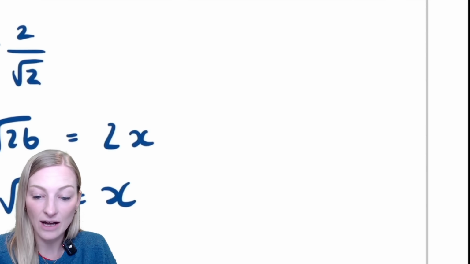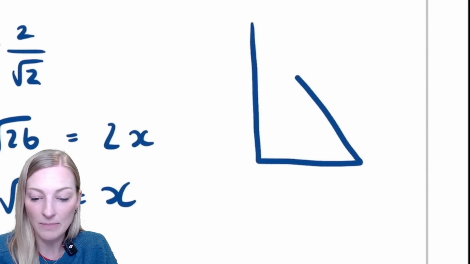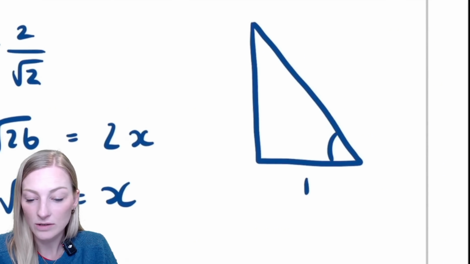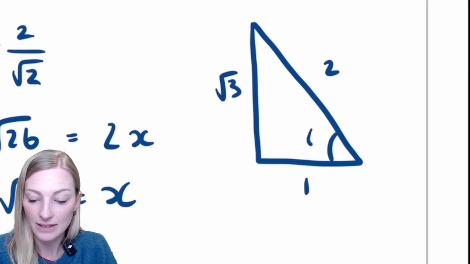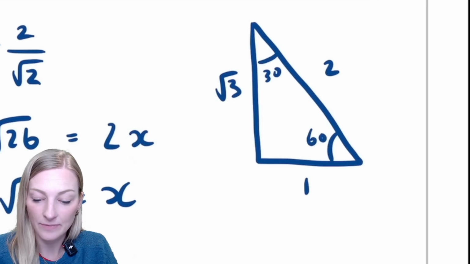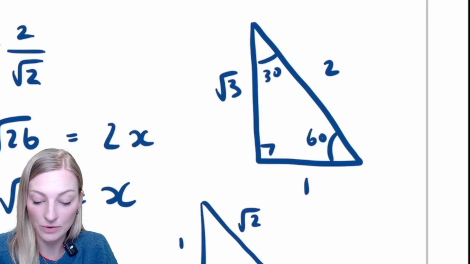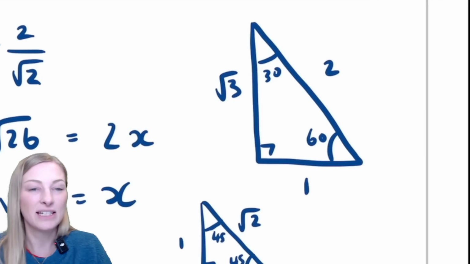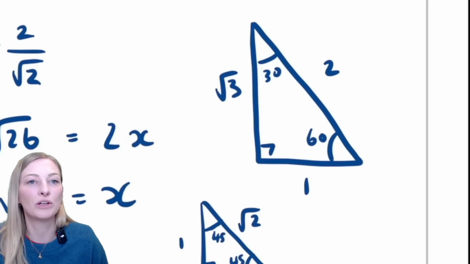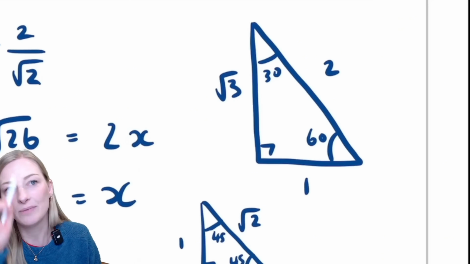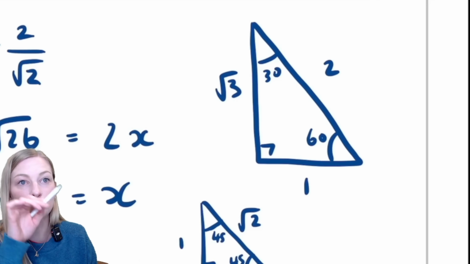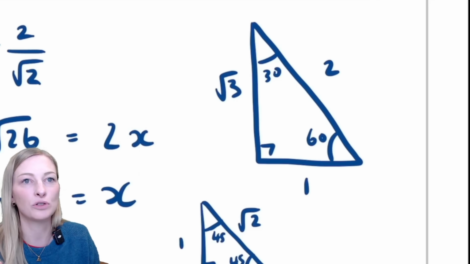Now the way I remember my exact values is I remember these two triangles. 1, 2, root 3, 60 and 30. And then I remember 1, 1, root 2, 90, 45 and 45. That might seem like a lot to remember, but actually it's not, because you can use Pythagoras to work out the sides if you forget them.